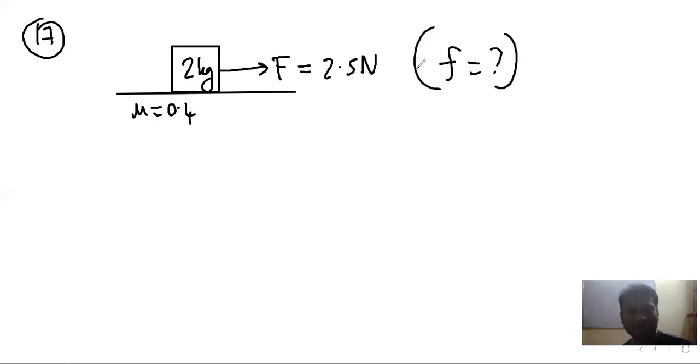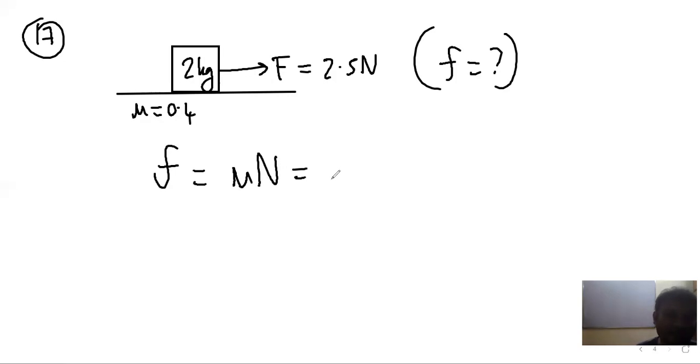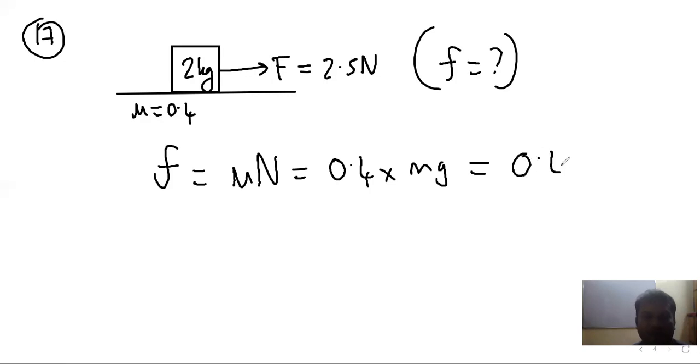So let us see how to solve this question. Applied force is 2.5 Newton, and we have to calculate the value of friction force. So friction has formula mu N. It is the maximum value of static friction in this case. So mu is 0.4, N is mg. So 0.4 into 2 into 10. The value on calculating will be 8 Newton.